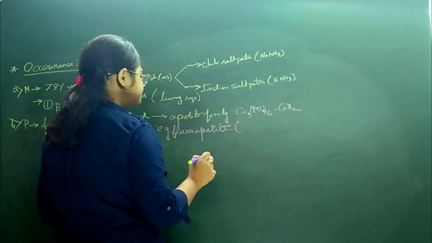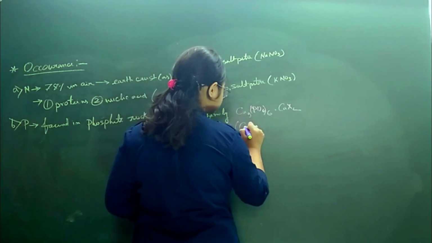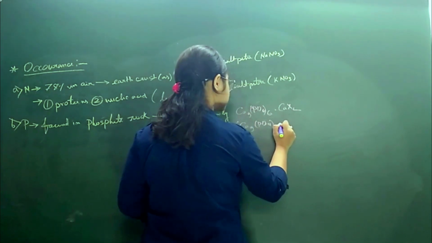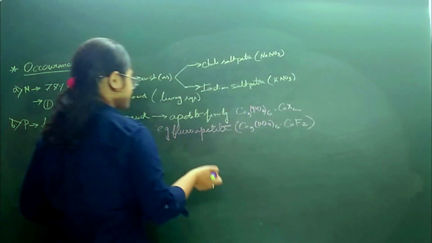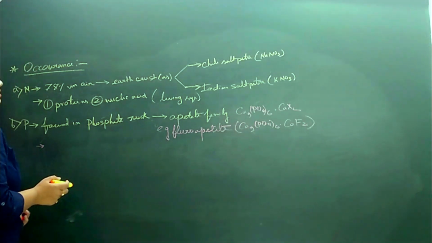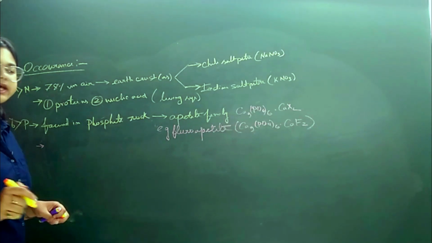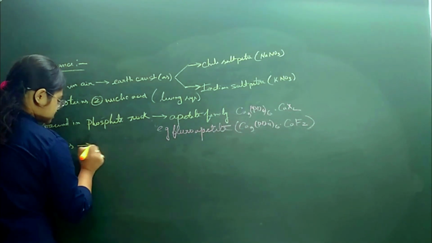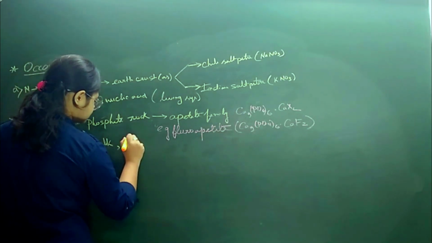The fluoroapatite formula is Ca9(PO4)6·CaF2, and phosphorus is also found in bones, and in our food, that is milk and eggs.